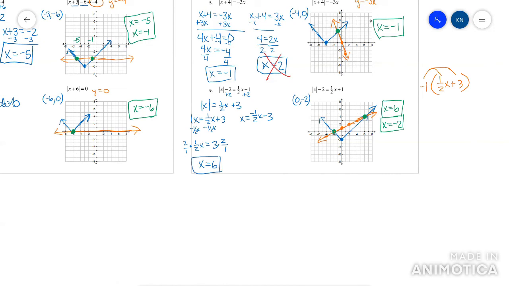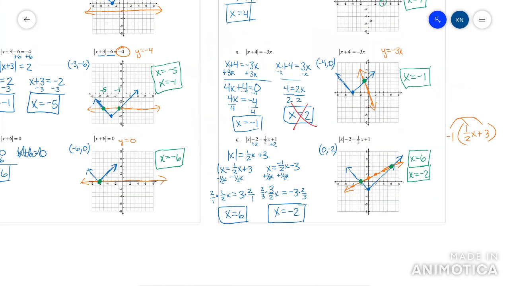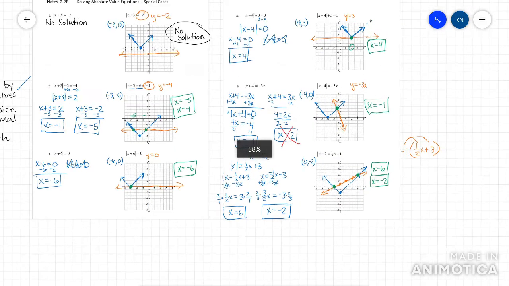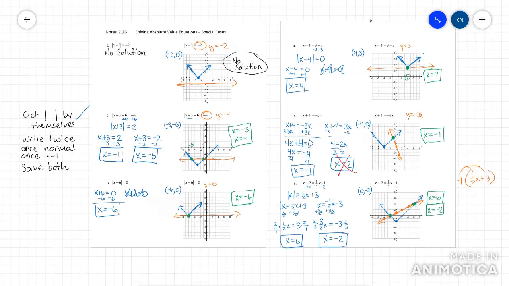This other one, get all your x's on one side, so add 1/2 x to cancel that. So now it's 1.5x, which is really 3/2 x equals negative 3, times by the reciprocal to cancel that fraction. You'd get x equals negative 2, which are the same values I got when I did it graphically. So that's how you solve absolute value, both algebraically and graphically.